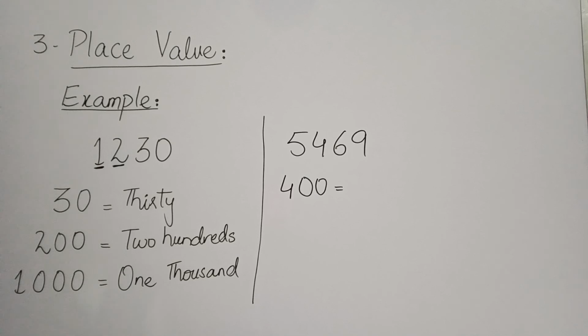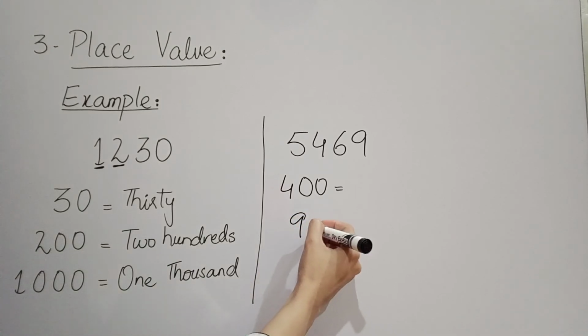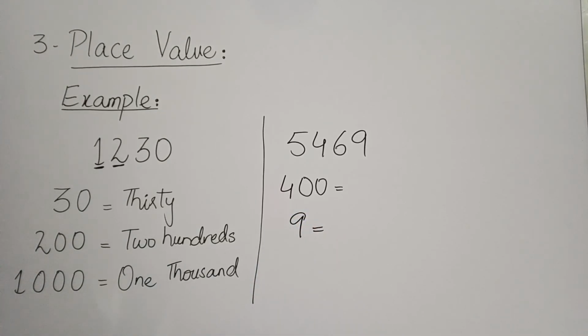Similarly, if we need to find the value of digit 9, how many digits are there after 9? There are no digits, which means no zero will be added after the number. So 9 will remain 9 and it will be the ones value.